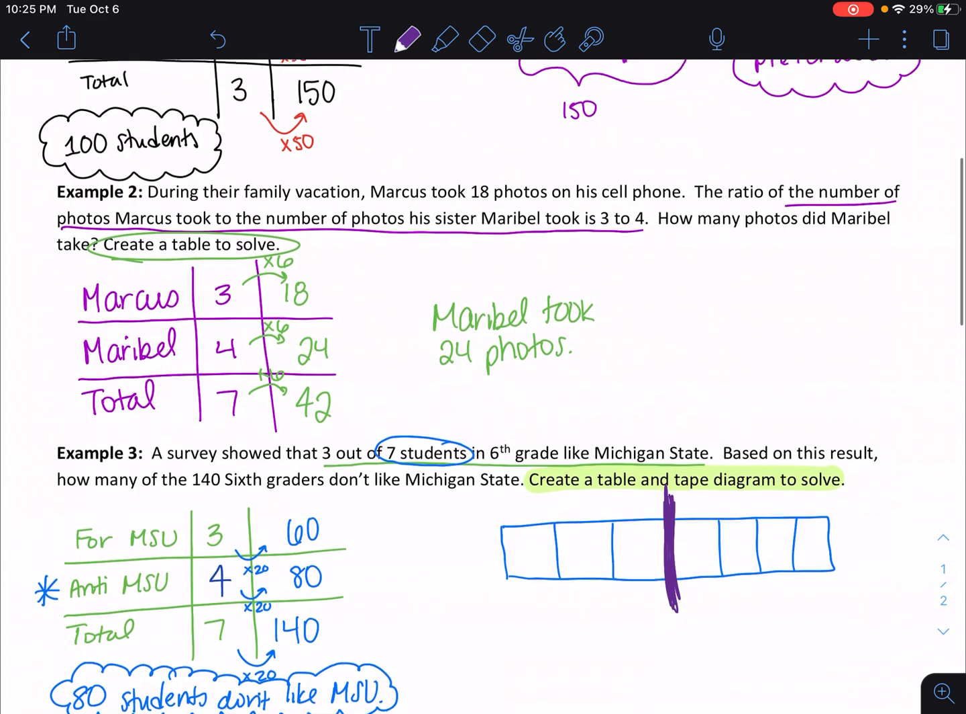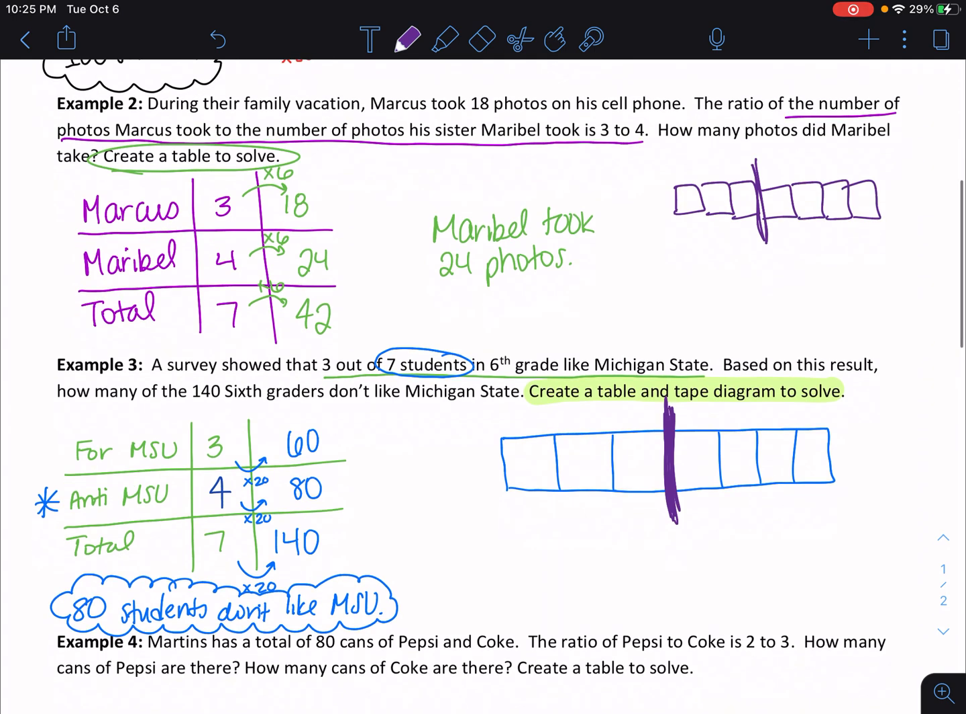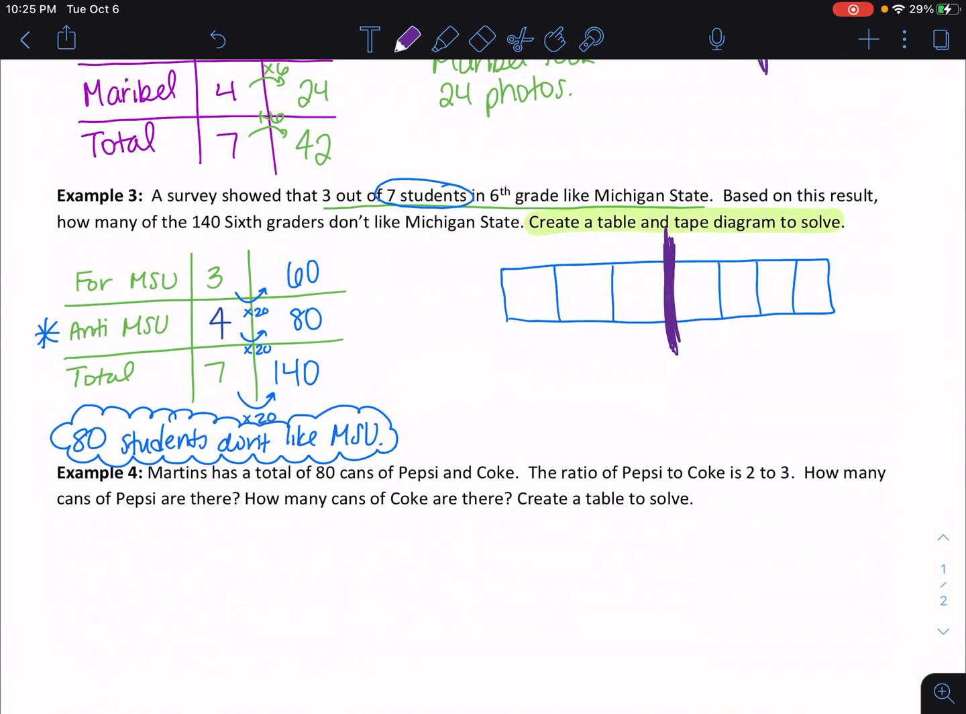Okay, this is different than the part to part. Up above here, it says the number of photos he took to the number of photos she took is 3 to 4. That would be your 7 boxes this way with the line right here. 4, 5, 6, 7. This one is 7 total boxes because this is the whole and not one of the parts. So these students like Michigan State. These ones don't like Michigan State.